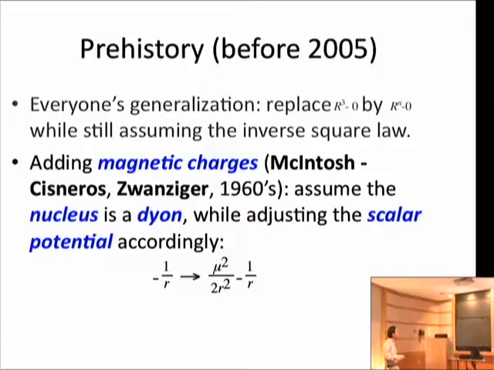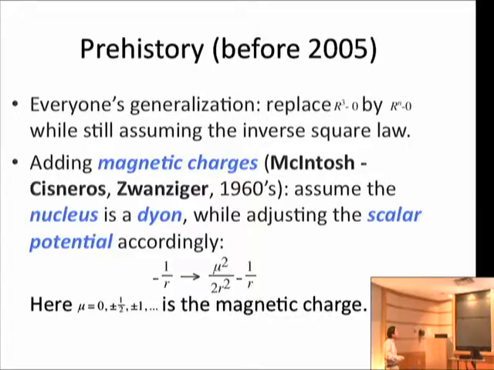So it's called a dyon. Then the vector potential comes into the Laplace operator. But at the same time, we have to adjust the scalar potential like this. This is the inverse square law. We have to adjust this to that. And here, mu must be a half integer, and this is the magnetic charge. This Dirac quantization tells you it has to be like that. And there's a topological reason, because twice mu is the first Chern number, so it has to be an integer.